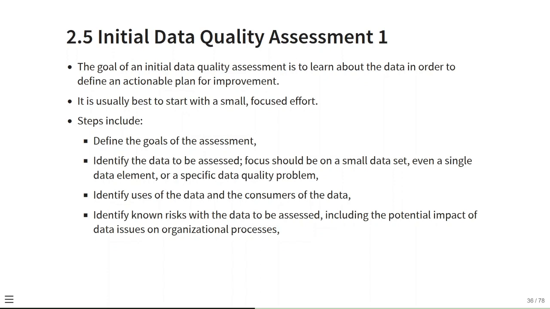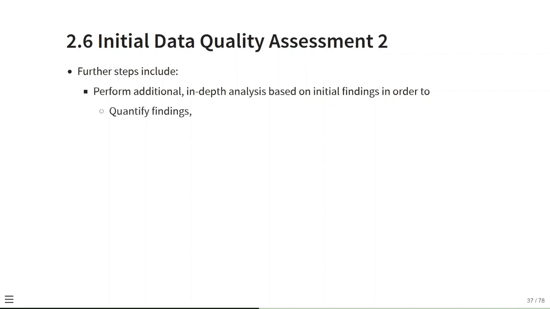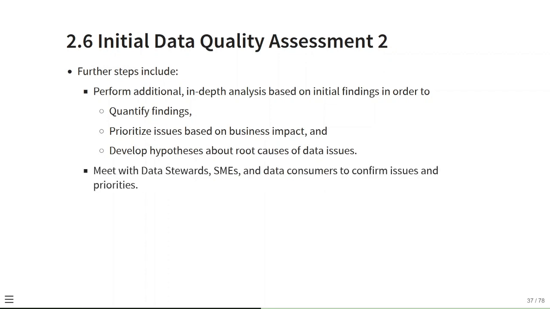Identify known risks with the data to be assessed, including the potential impact of data issues on organizational processes. Inspect the data based on known and proposed rules, and document levels of non-conformance and types of issues. Further steps include perform additional in-depth analysis based on initial findings in order to quantify findings, prioritize issues based on business impact, and develop hypotheses about root causes of data issues. Meet with data stewards, subject matter experts, and data consumers to confirm issues and priorities.